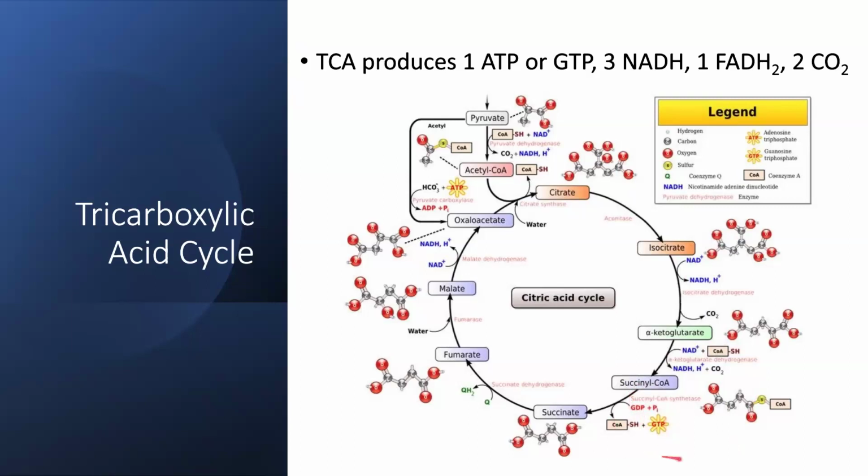By doing this, you're going to ultimately get 1 ATP or GTP, right? You get it here. And then you're going to get the 3 NADHs, 1, 2, 3. And then you're going to get 1 FADH2, which is going to be represented here, I believe. And then it also produces 2 CO2 molecules, right? We've got a CO2 here and a CO2 here. It's going to do that for each of your pyruvates, so that gets doubled.